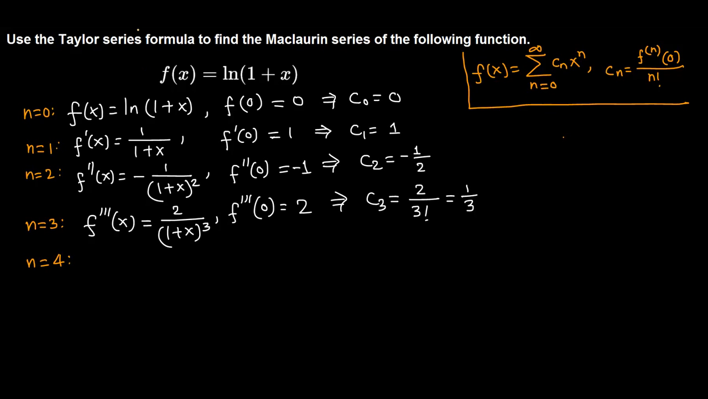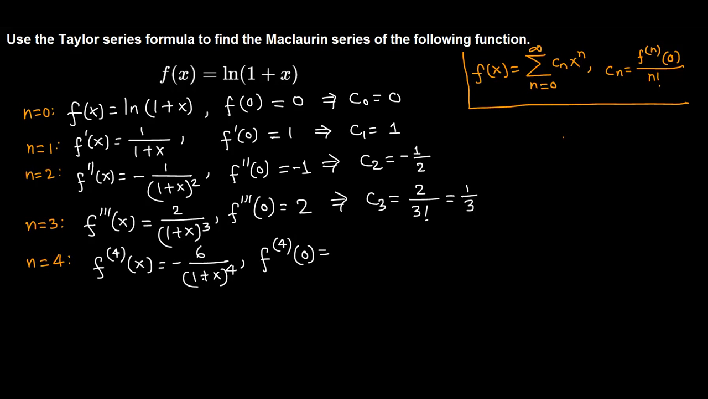So n equals 4, related to n equals 4, let's find the derivative of this. That will be the fourth derivative. Move this to the top so that we get (1 plus x) raised to negative 3, and use the power rule, so that becomes negative 6 over (1 plus x) raised to 4. Now evaluate this derivative at 0.